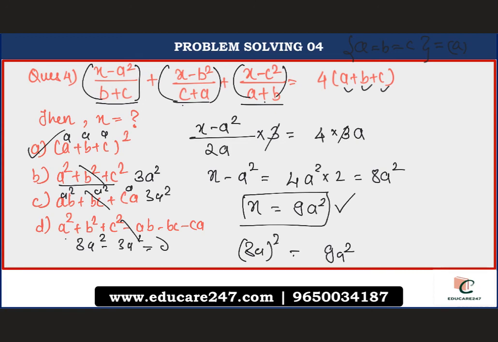We just input the value of a is equal to b is equal to c, and we got 9a square over here, and that was the same value that we got for x.